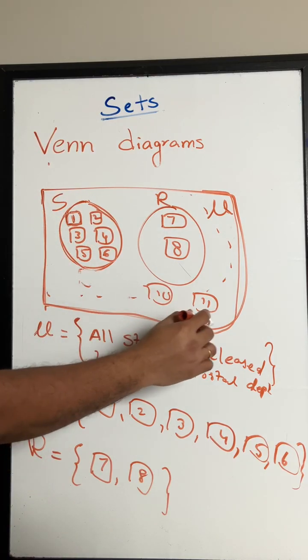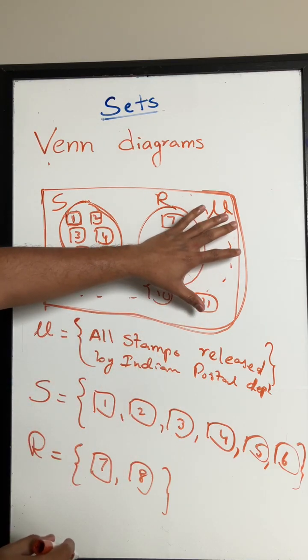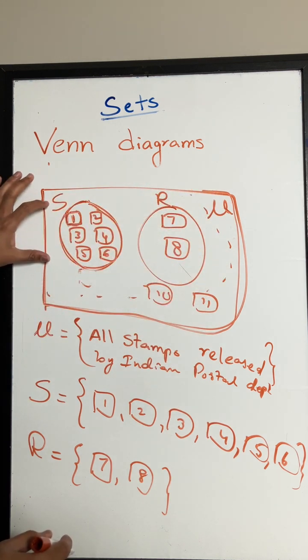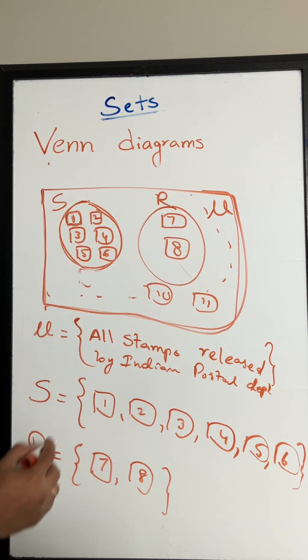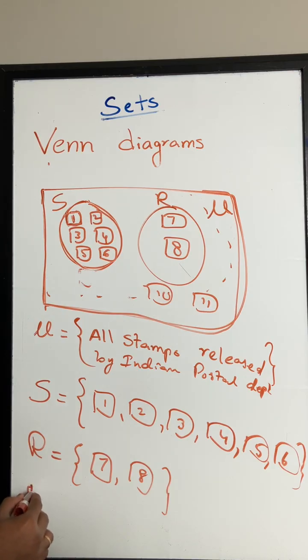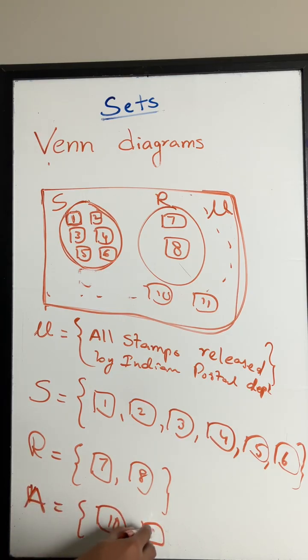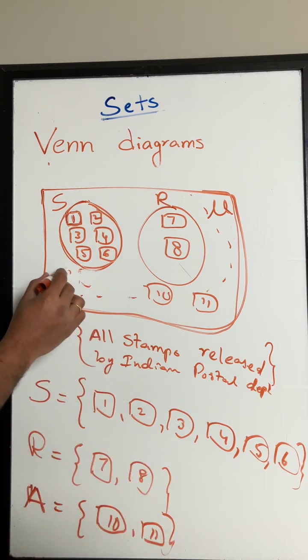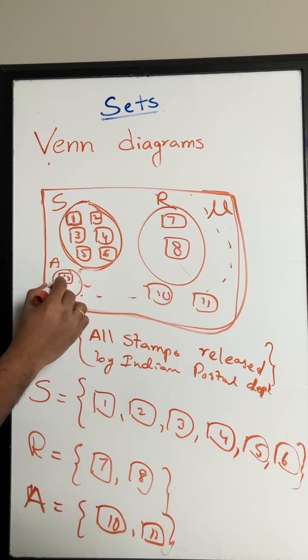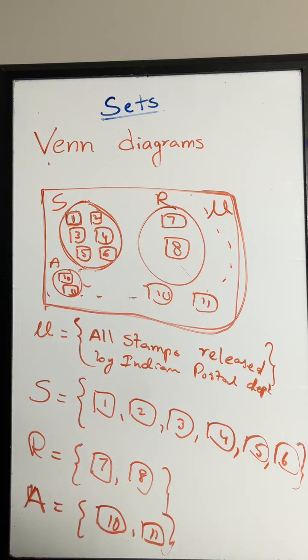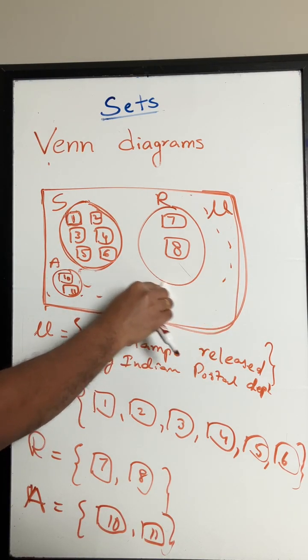So you will be having a big box that represents all the elements, that holds all the elements, like our Indian Postal Department which is holding all the things. Whereas S and R are small sets. We can have another one also. Ashwini has number 10, number 11 stamp. So this is Ashwini's circle. She has only 10 and 11. So no need to represent duplicates. All we do is remove the duplicates from here.